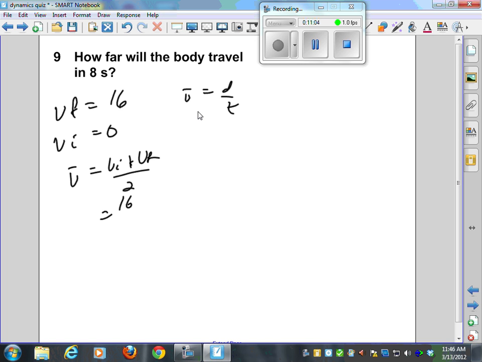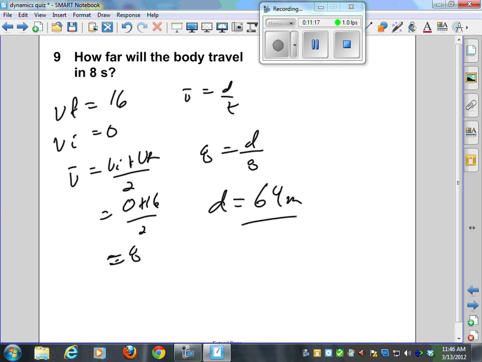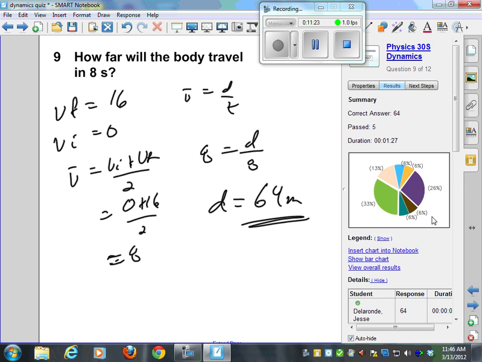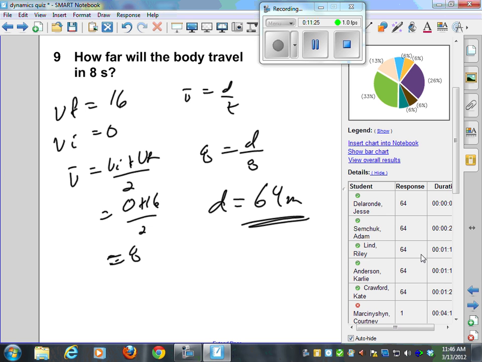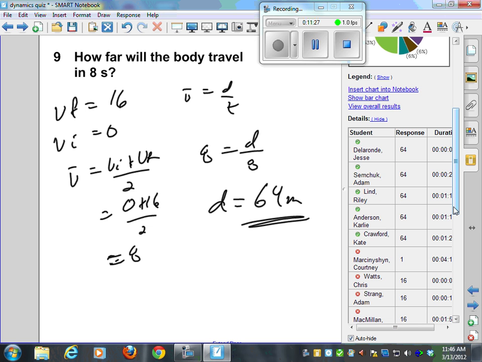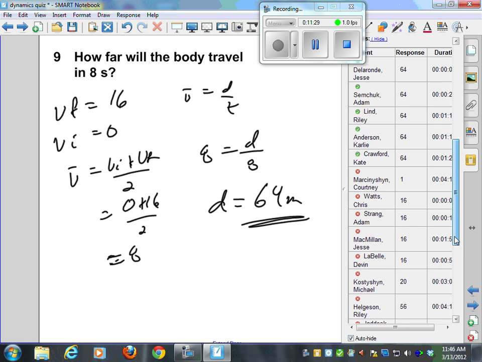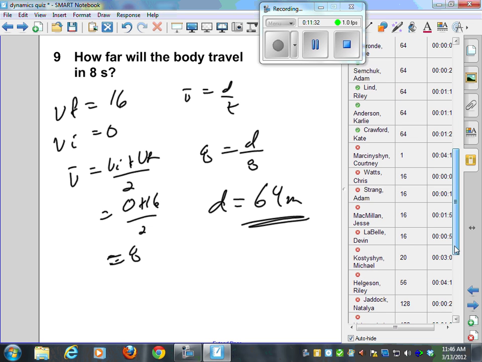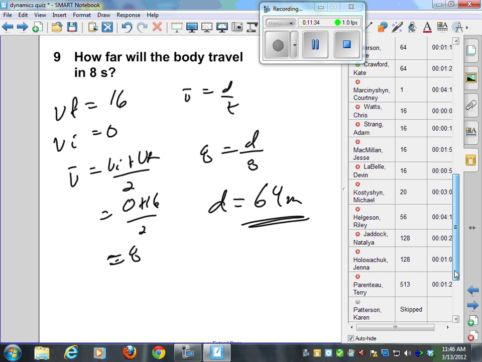0 plus 16 over 2. You get 8. And now you go 8 is equal to d over 8 seconds. d is 64 meters. Who got what here? Jesse got it, Adam got it, Riley got it, Carly got it, Kate got it. Okay, so make a note that you need to know how to do that kind of question.